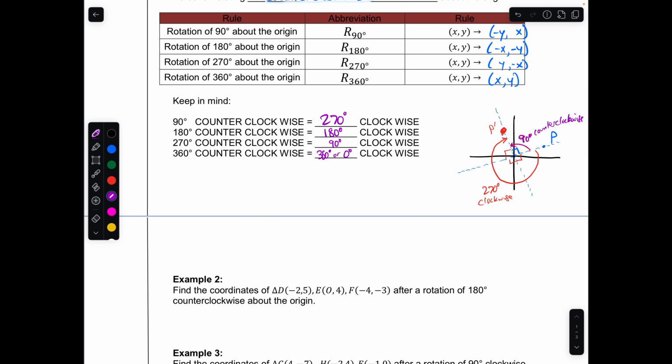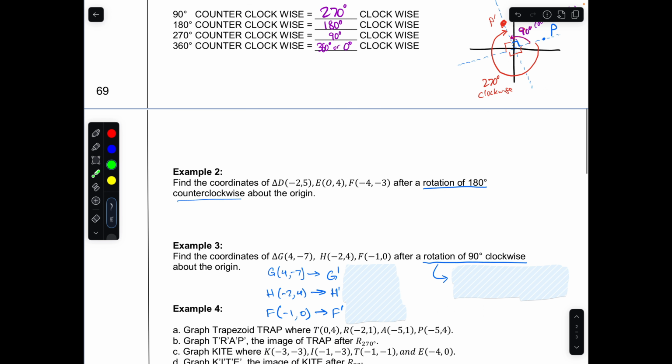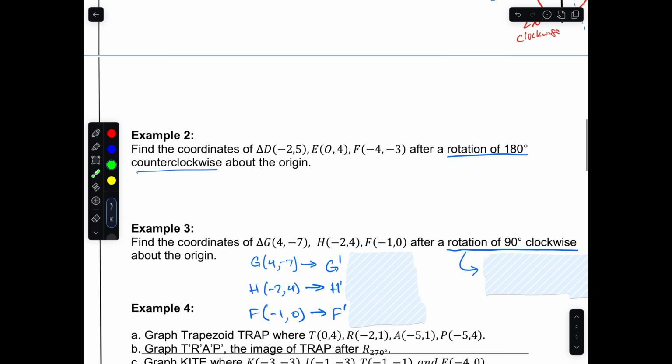So in example 2, it's saying rotate 180 degrees counterclockwise. And I'm looking at my table. This is the rule I'm going to use. So xy goes to negative x, negative y. So we already know we're rotating 180 degrees. We need to use this rule, this transformation.